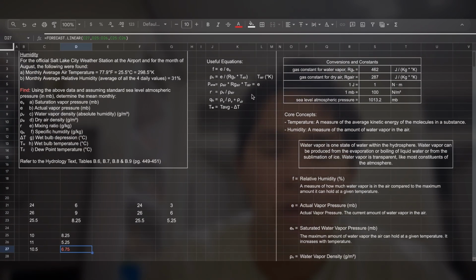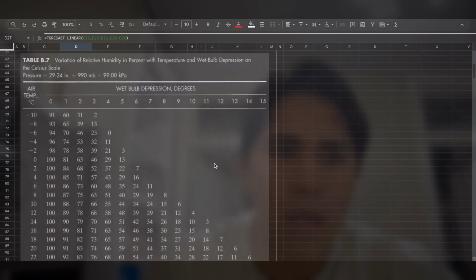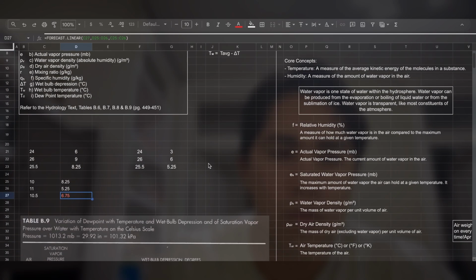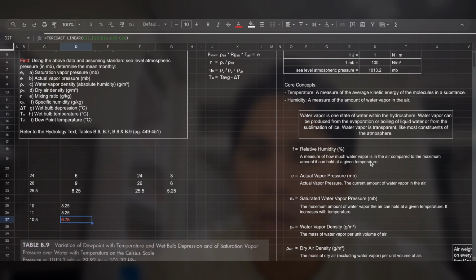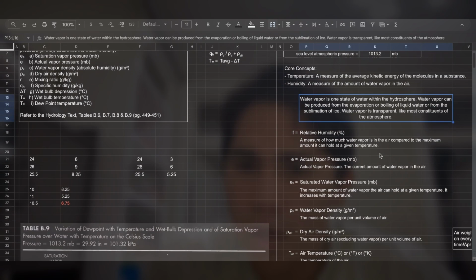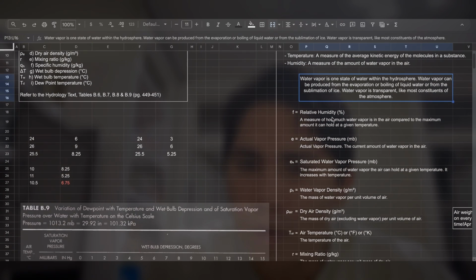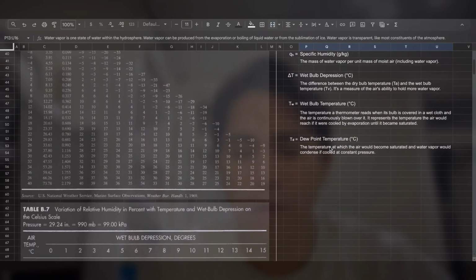So this is how you solve using these equations and the tables B.9 and B.7. This is how you solve for each one of these terms. If you don't completely understand what each term means, I have some definitions here for each one of these terms as well. I hope you find this helpful.